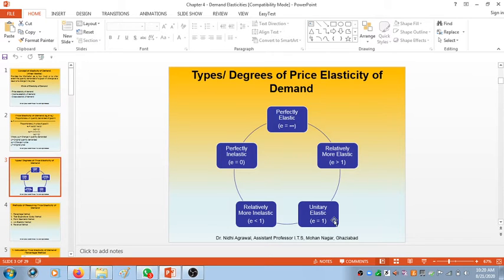Okay, right? The range from 1 to infinity is known as relatively more elastic, because the value of elasticity becomes more than 1. And the range between 1 and 0 is known as relatively more inelastic, because the value of elasticity is less than 1, right?